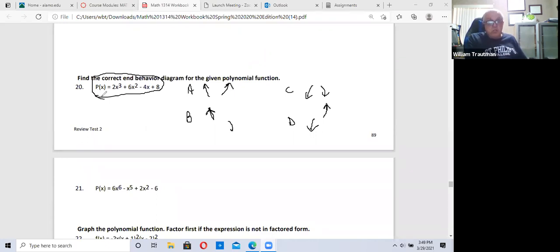This is one of those where you really have to know. You find the highest power, x to the third. X to the third with a positive number in front of it is D. Thank you, Jared.